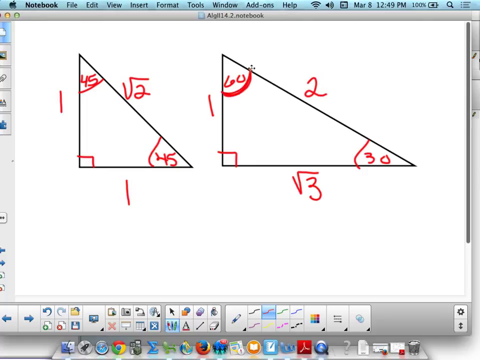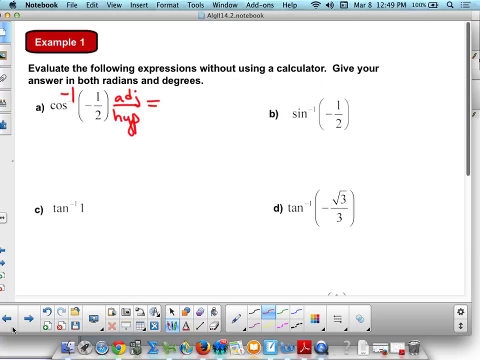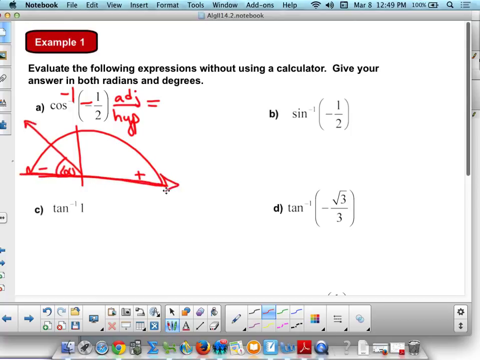Okay, let's look at the 60. Where's the adjacent side? 1. Where's the hypotenuse? 2. 1 over 2. Yes, you're right. It is 60 degrees. But the only problem is, it wasn't 1 over 2. It was negative 1 over 2. And it's cosine. Cosine is found in these two quadrants, right here. All positive ratios go here. All negatives go here. You had a negative. You should be doing this. 60 degrees. There's your angle that creates that ratio.